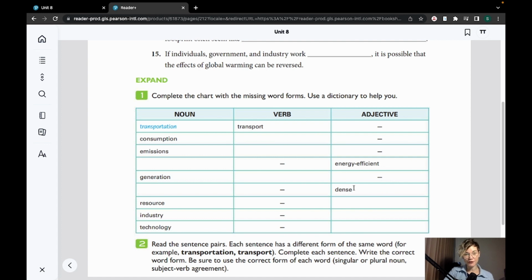The first one is done for you. For instance, it starts with the verb transport. And so the word form of transport as a noun would be transportation. And in this case, there's no adjective of it. So you're going to do consumption, emissions. And then the third word, you can look at the adjective energy efficient. Generation, dense, resource, industry, and technology. Go ahead, fill out the chart.